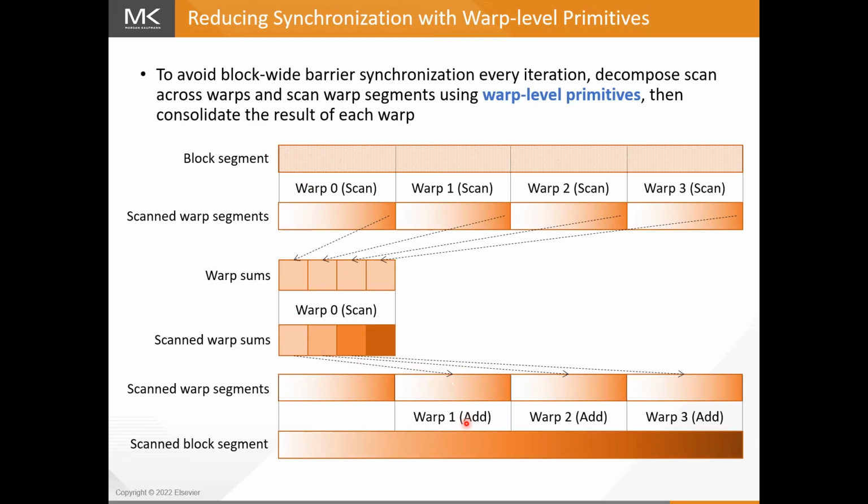Okay, and this is how we were able to segment the scan across warps and then combine the results of 3 different warps. You can probably guess that we're going to do something similar across blocks.